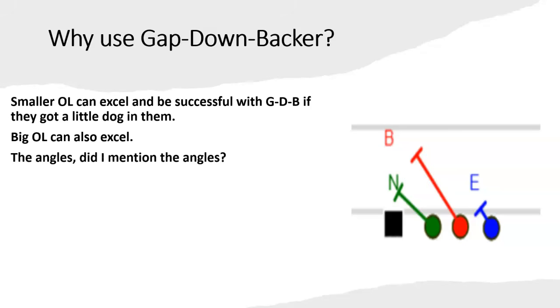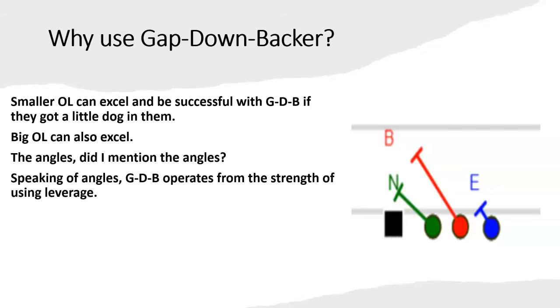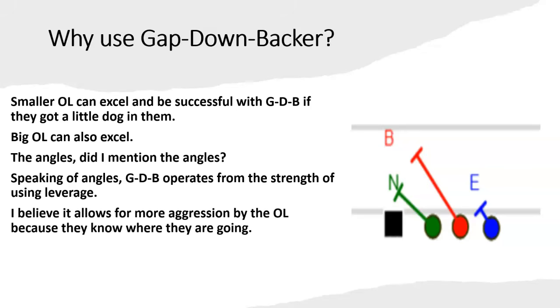Big boys can too. The angles, did I mention the angles? Lord have mercy, the angles. God gives you angles, use them. Go back to that leverage thing, the fulcrum. There you go. Gap down backer operates from the strength of using leverage. They're going to decide where they're going to line up, and you don't care because you're blocking down. I believe it allows for more aggression because the O-line knows where they're going, and they've got a pretty good idea, unless they end up on the backer and the backer fires and they wind up on another backer. They know who they're going to get most of the time.